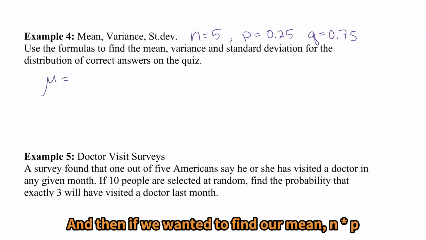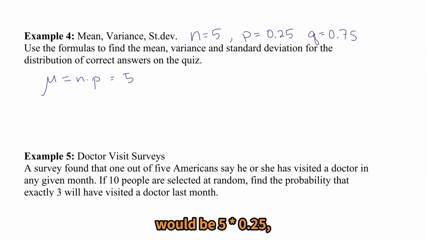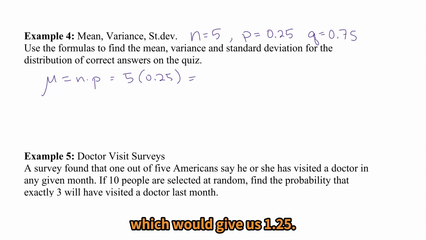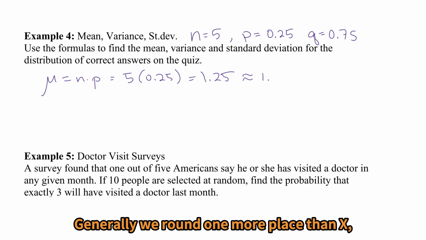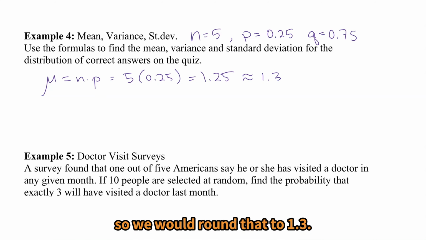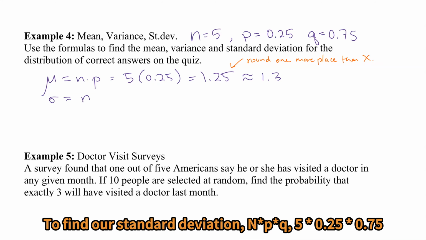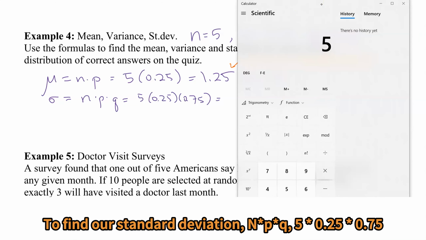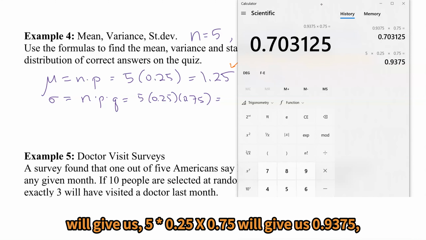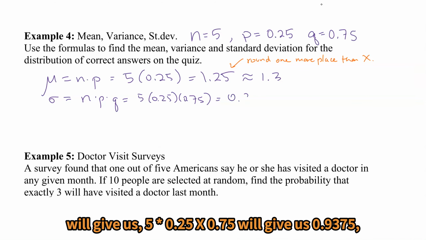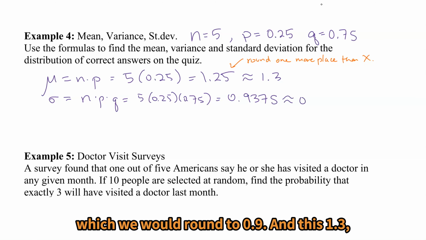Then if we wanted to find our mean, n times p would be 5 times 0.25, which would give us 1.25. Generally, we round one more place than x, so we would round that to 1.3. To find our variance, n times p times q, 5 times 0.25 times 0.75 will give us 0.9375, which we would round to 0.9.